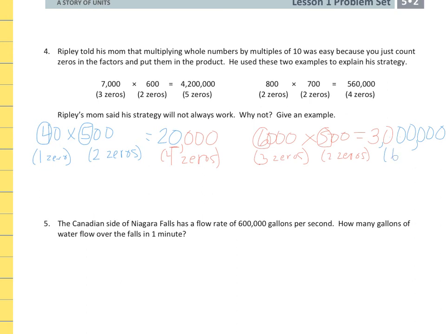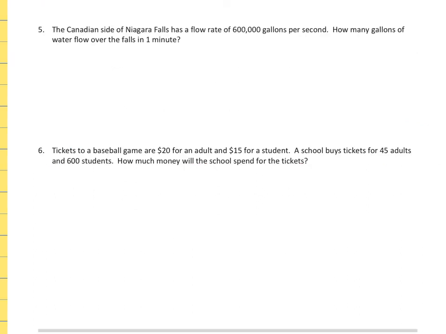So this proves that Ripley's understanding trick doesn't always work with certain numbers. And those numbers are the numbers that would give you a 0 in the basic math fact of 4 times 5 or 6 times 5. So this is our work that's going to support the question, because they want us to give an example. So why not? Here we're proving it with our work right here.